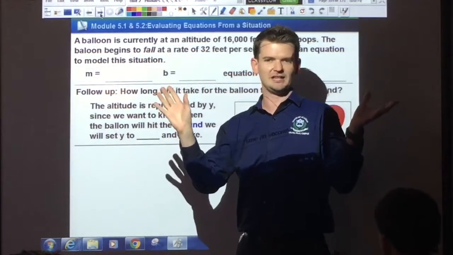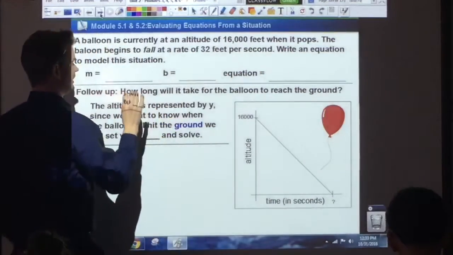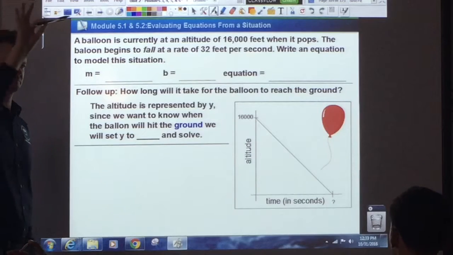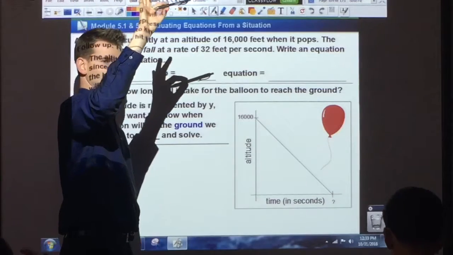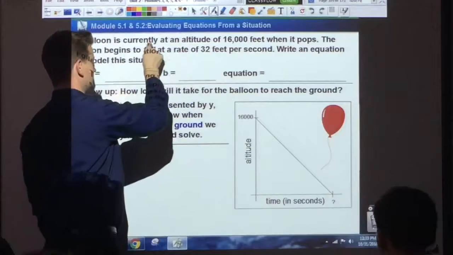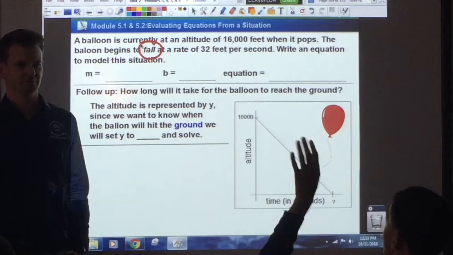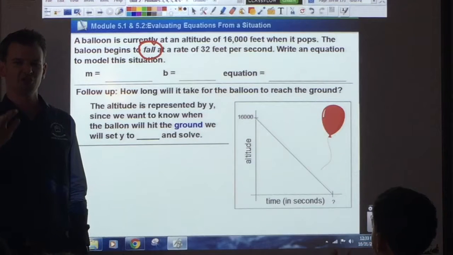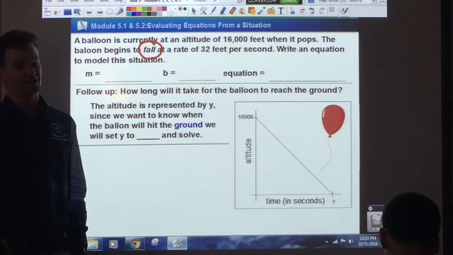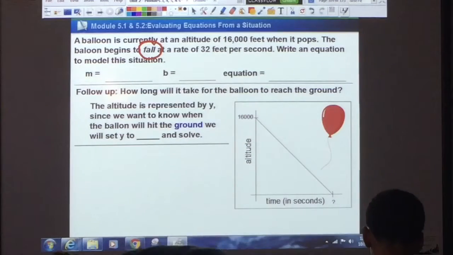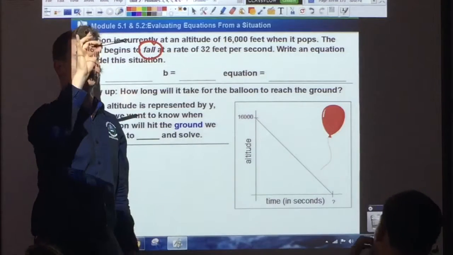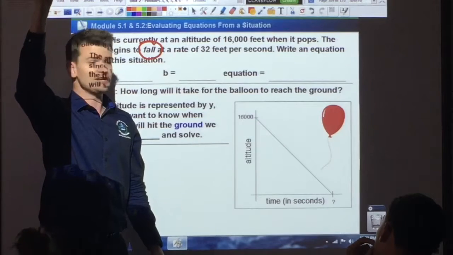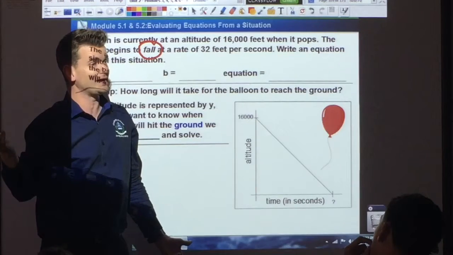Some people, it just clicked. For the rest of you, it's about to happen right here. The balloon's at an altitude of 16,000 feet when it pops. So this is the balloon. Picture the balloon. It pops. What happens to it? What should my slope be? Positive 32 or negative 32? Because when it falls, you have to read the problem. Think about it real world. If your balloon pops and it goes up, you're in a dream world. That's not normal. Maybe you're in outer space.